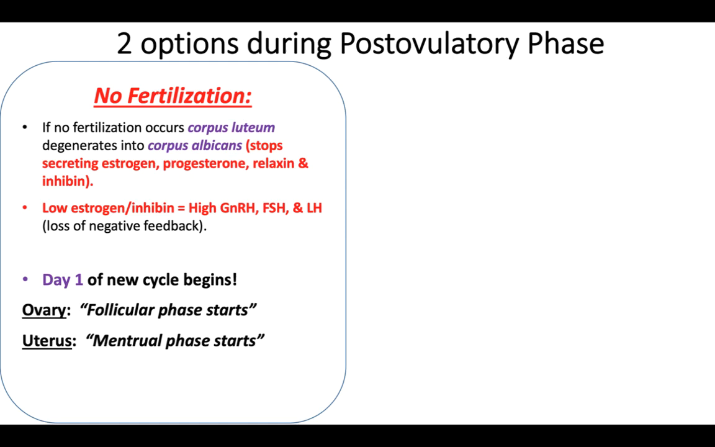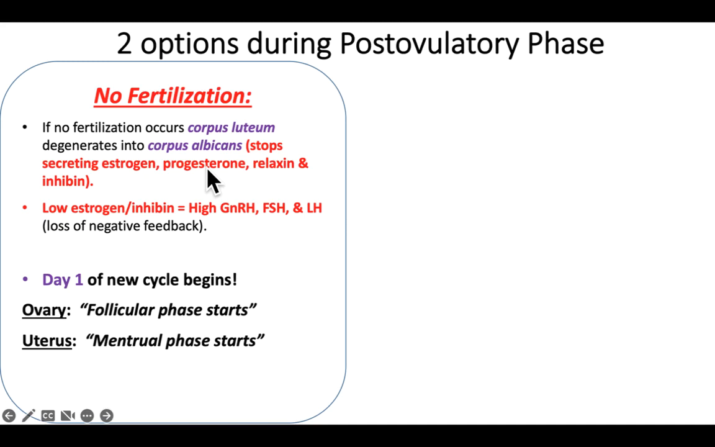And if you remember, that first menstrual phase was when there was low estrogen and low progesterone, but high FSH. So we're right back to that beginning again. So we start again at day 1. We enter a new follicular phase and a new menstrual phase. What causes the follicular phase? FSH production. What triggers menstruation? Low estrogen and low progesterone.